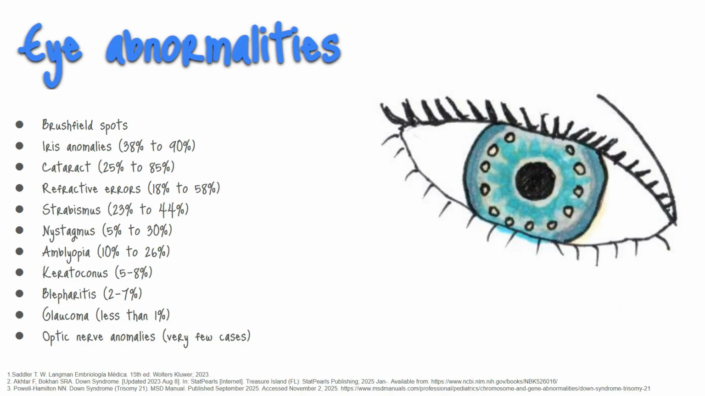Blepharitis in 2 to 7% of cases of Down syndrome, which is inflammation of eyelid borders, and glaucoma in less than 1%. The glaucoma is heightened intraocular pressure. They can also have, in very few cases, optic nerve abnormalities.